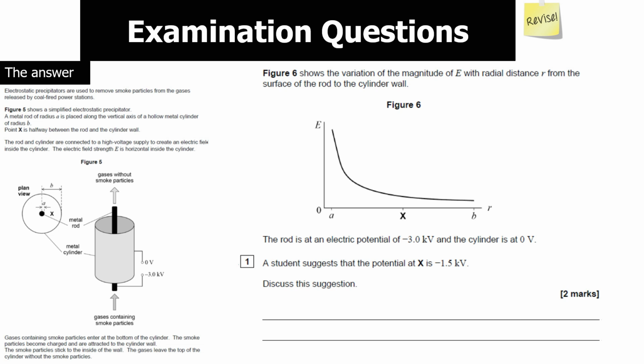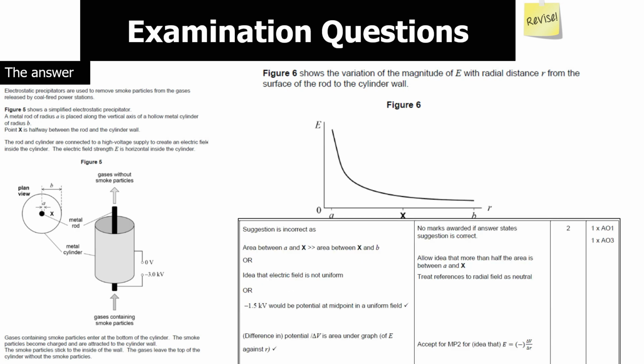Now again, with these types of questions, they give you the graph in the question, so it's going to ask you to reference the graph in your answer. So it's the idea that the area between A and X is much larger than X to B, so what we're saying is it's not going to be directly proportional, it's not a straight line down. This tells us that the electrical field is not going to be uniform. In fact, it's more likely to be a radial field. So it indicates to us that the midpoint is not going to be halfway between the smallest and the largest value. It would be the case if it was a uniform field, but it wouldn't be because it's not acting as a uniform field.